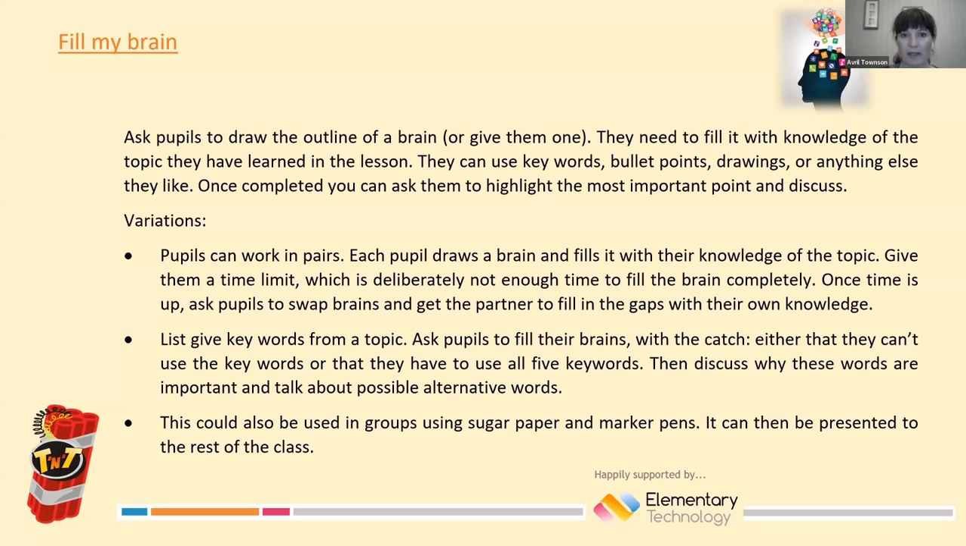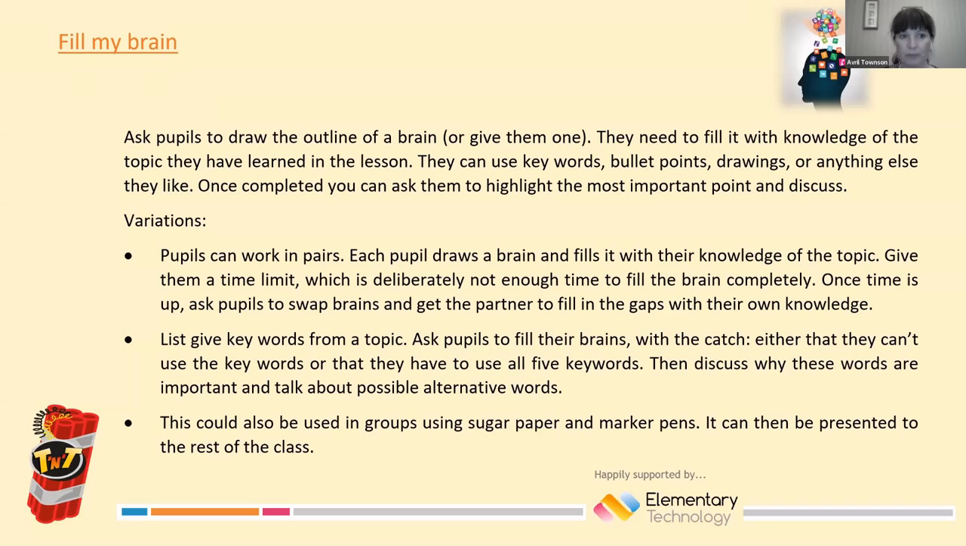Once they've done that, you give them a set period of time, and then you can get them to highlight what they think is the most important point out of their little brain. Then they can discuss that with their partners, if they're in pairs or in groups. So, different ways of doing that.